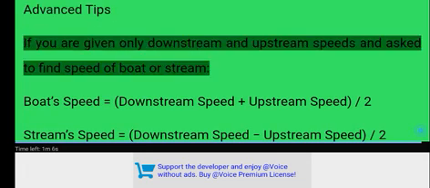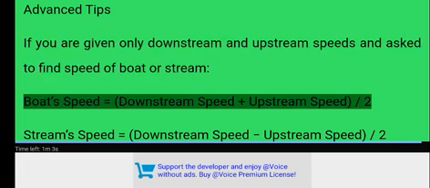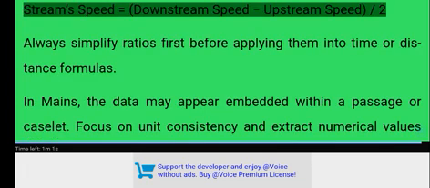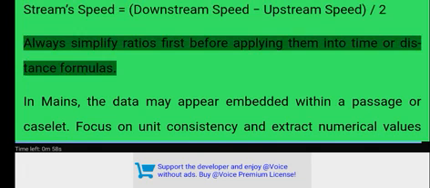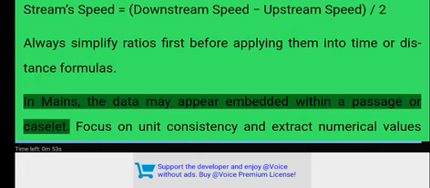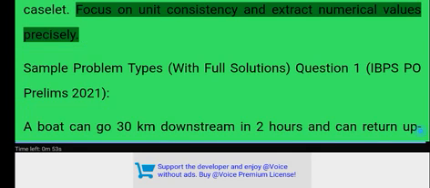Advanced tips. If you are given only downstream and upstream speeds and asked to find the speed of boat or stream: boat speed equals (downstream speed plus upstream speed) divided by 2. Stream speed equals (downstream speed minus upstream speed) divided by 2. Always simplify ratios first before applying them into time or distance formulas. In mains, the data may appear embedded within a passage or caselet. Focus on unit consistency and extract numerical values precisely.